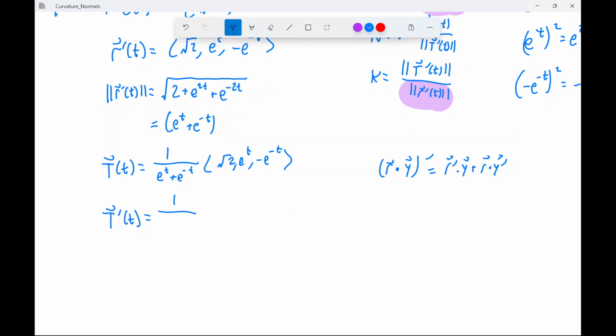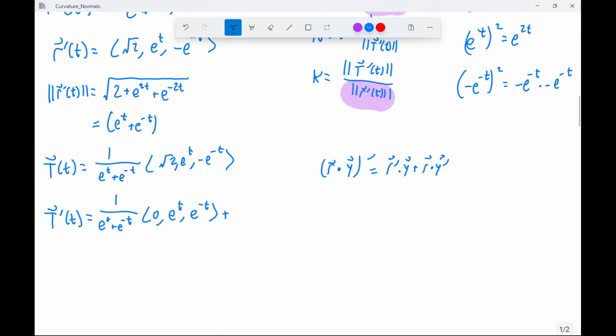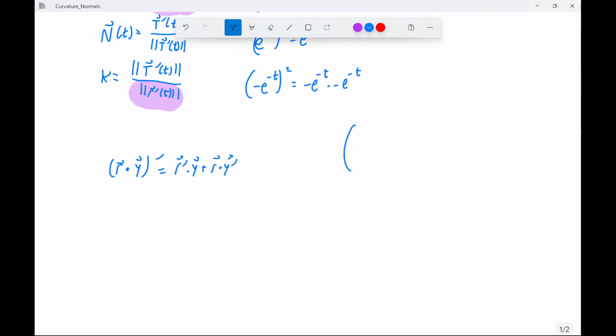So it'll be this times the derivative of that, which is 0, e to the t, e to the negative t, because now there's two negative signs, so they cancel out. Don't forget to do the chain rule. Plus, and this one's the harder term, we have to take the derivative of this. So I'm going to do that on the side.